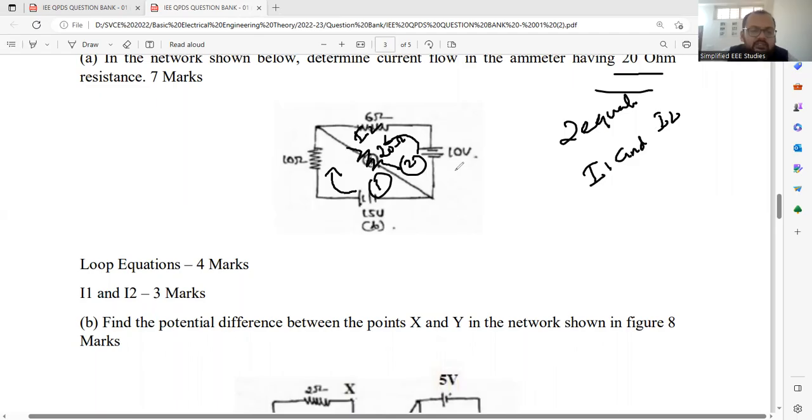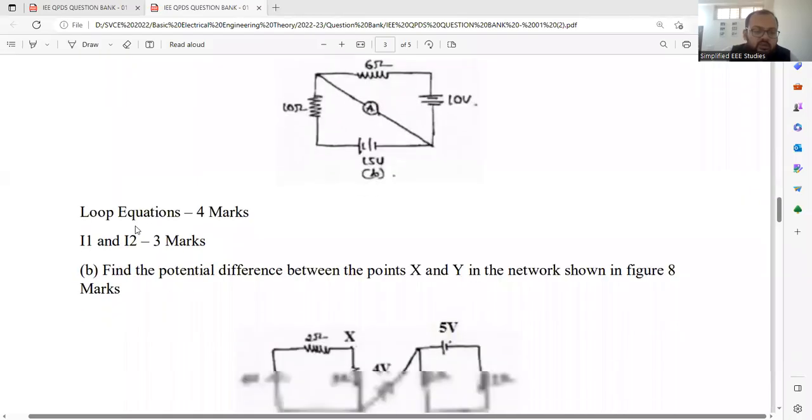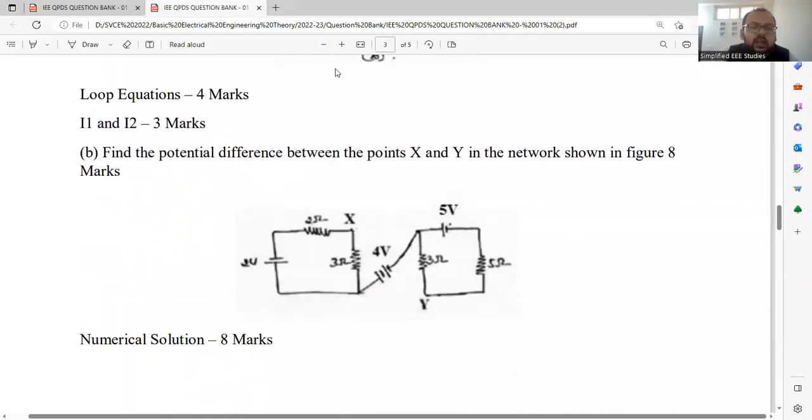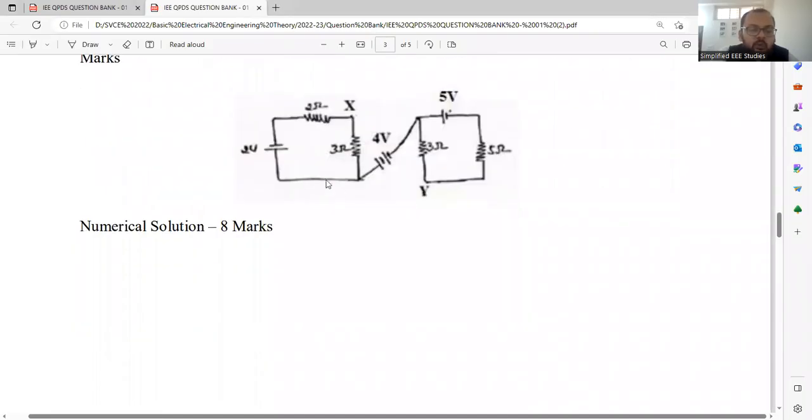Finally, you can calculate the current flowing through the ammeter. Use KCL and you can calculate the current flowing through the ammeter. So this is quite a simple question. Another one is also very simple. You can apply KCL and KVL and solve this particular question.